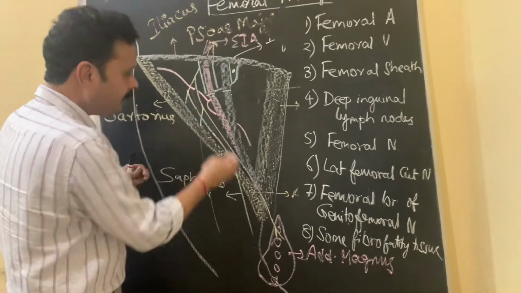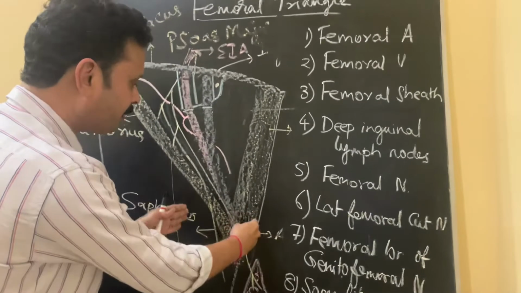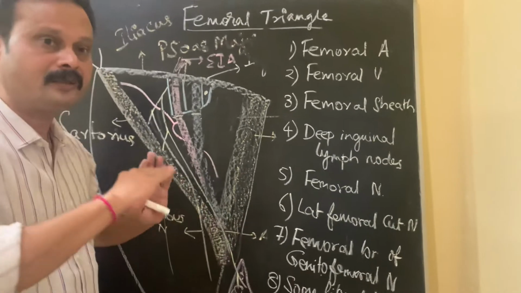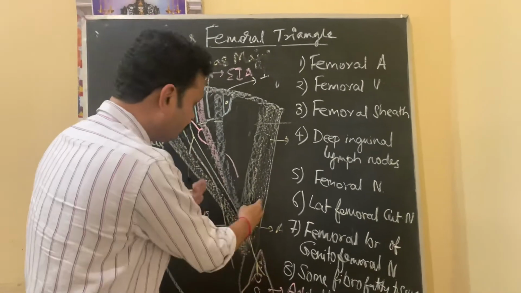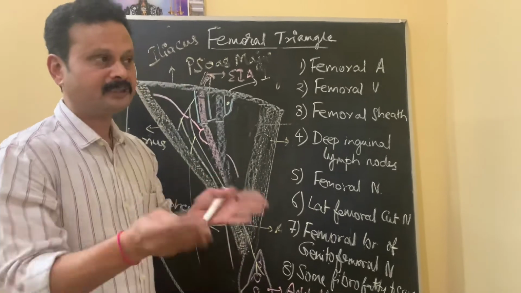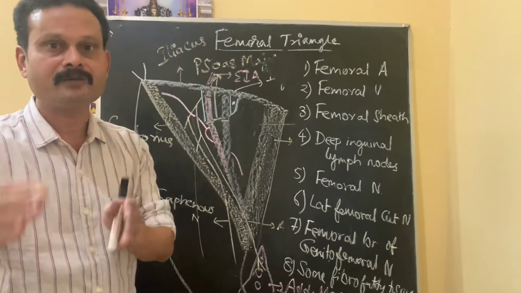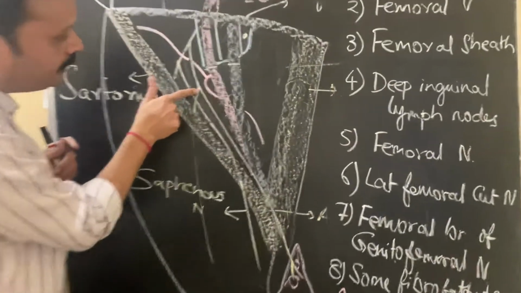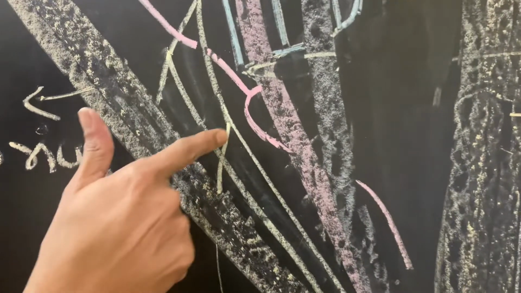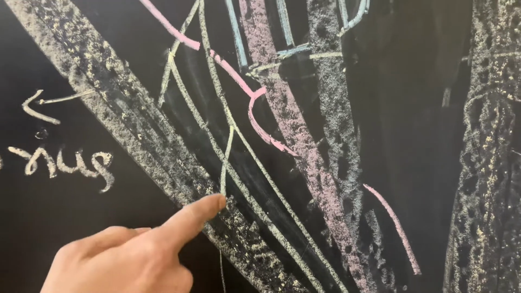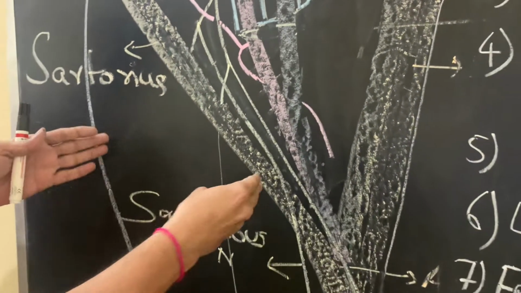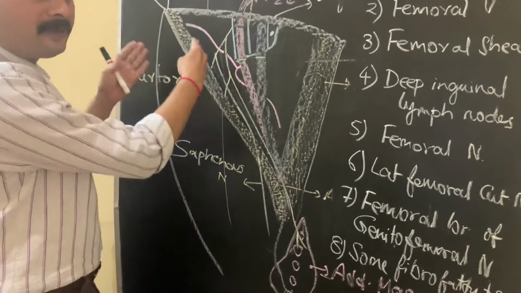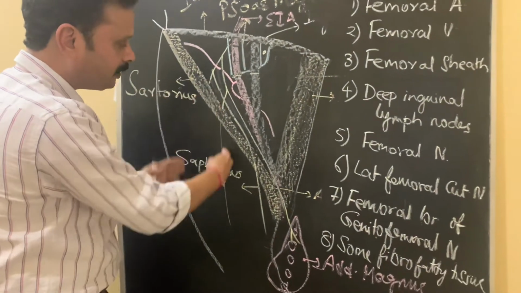And finally it ends by giving cutaneous innervation to the medial aspect of the thigh. That's why it is called the medial femoral cutaneous nerve. And the second branch is the lateral femoral cutaneous nerve. It passes beyond the sartorius and gives cutaneous innervation to the lateral part of the thigh.